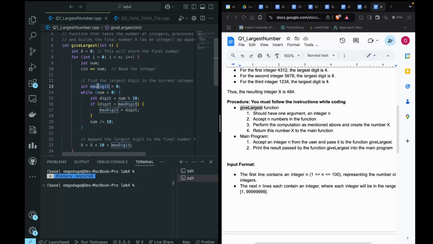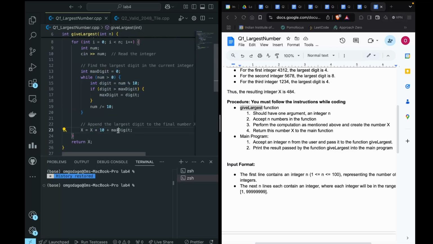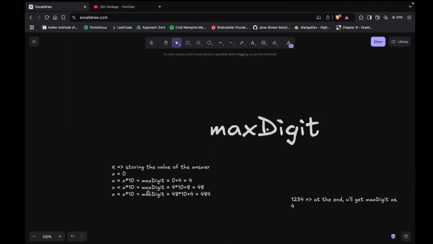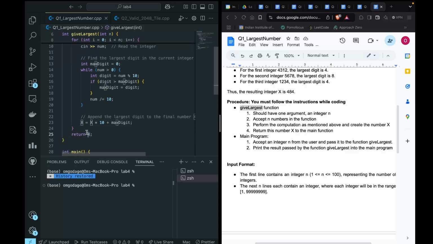You have max digit set to 0 at the start, and then you'll iterate over each of the digits one by one. So you will get the current digit by doing num percent 10, and you'll divide by 10 every single time to get the next digit. And if this digit is bigger than the max digit, then you will set max digit to digit. So at the end of this while loop, max digit will store the maximum digit in the number, and then you will just do x into 10 plus max digit as I explained over here. And after this for loop is over, you will finally return x to the main function.